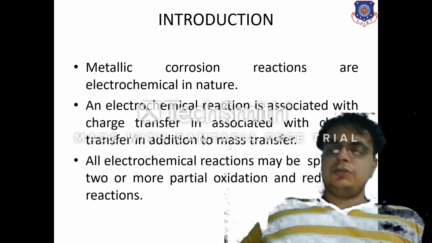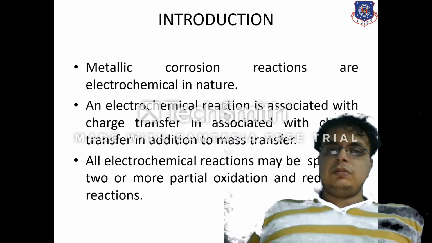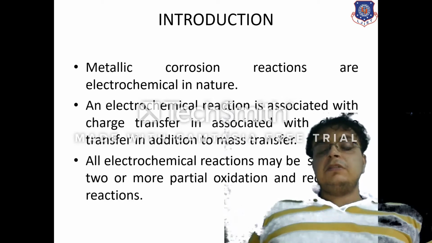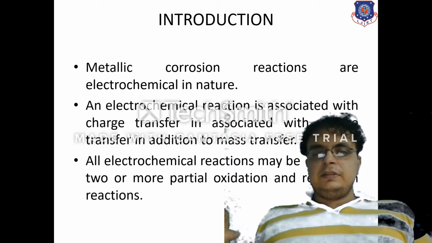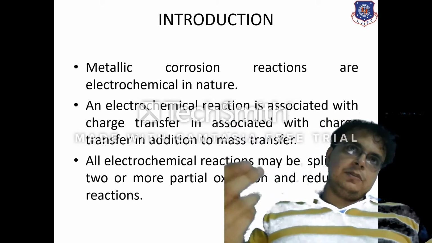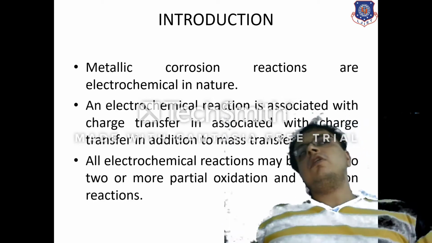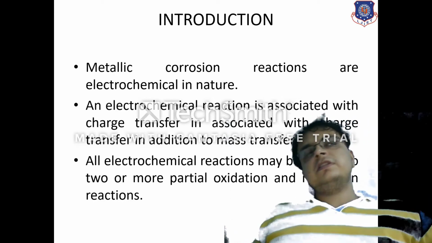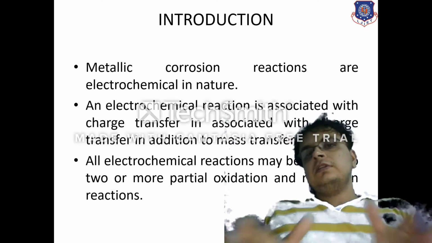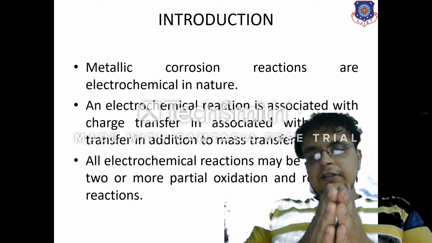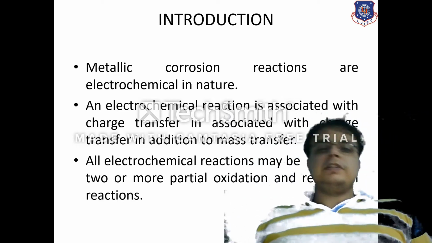What is metallic corrosion? It is an electrochemical nature of the metals. An electrochemical reaction is the transfer of charge in addition to the transfer of mass. When the transfer of mass takes place, some material from the object is removed, and once material is removed, we can say that corrosion has occurred, because in corrosion the thickness of the material is reduced. So it is the transfer of ions, the transfer of material.